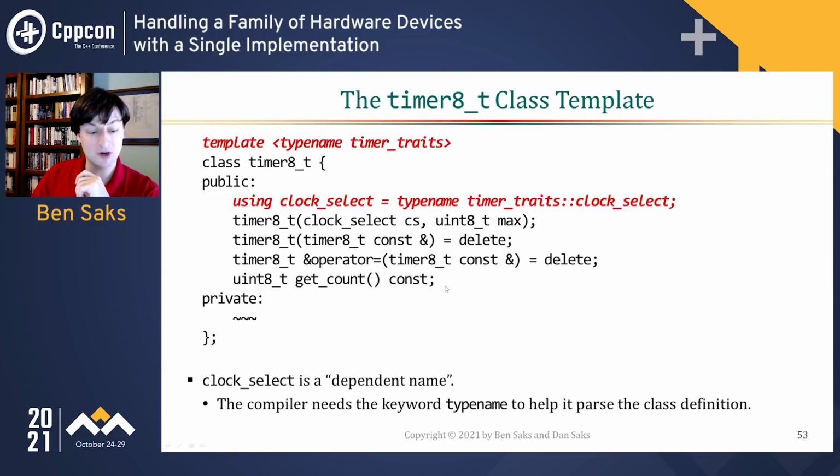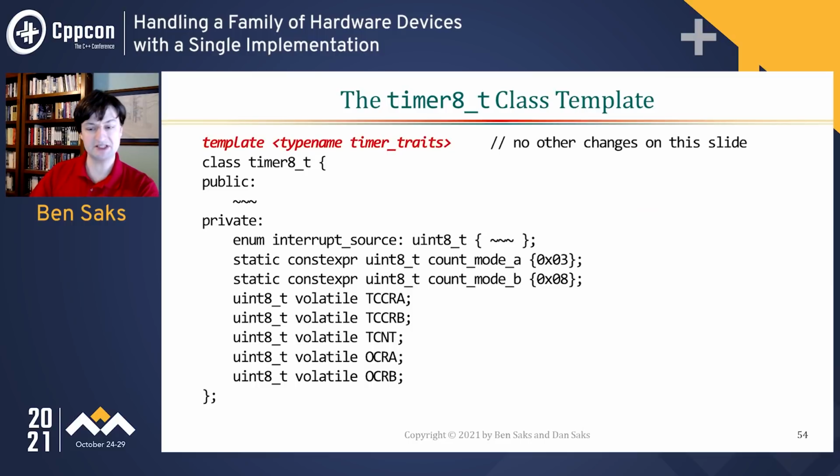And we still have our getCount function. The private piece of the class is actually exactly the same. There are just no changes here. The interrupt source piece is the same. Those 2 bits of configuration are the same. And we have the same register layout with 2 control registers, a count register, and the output compare registers.